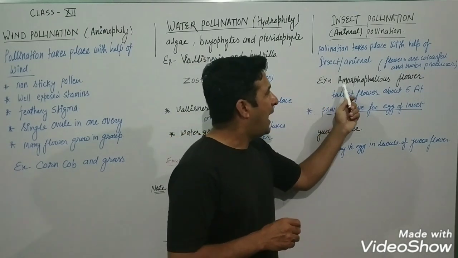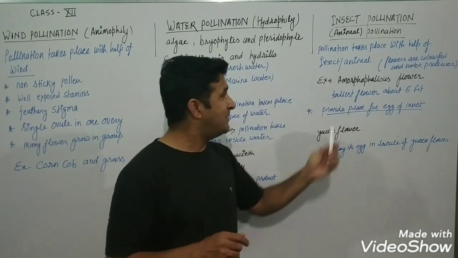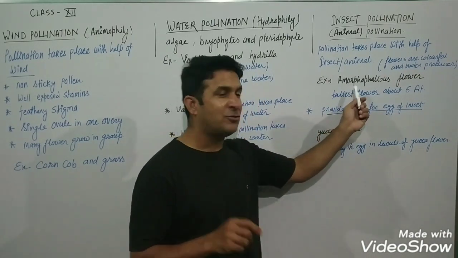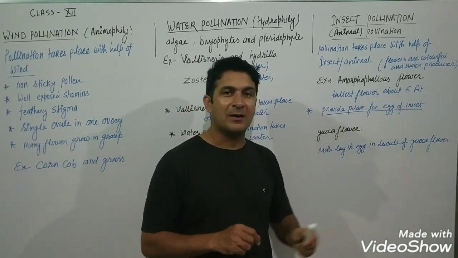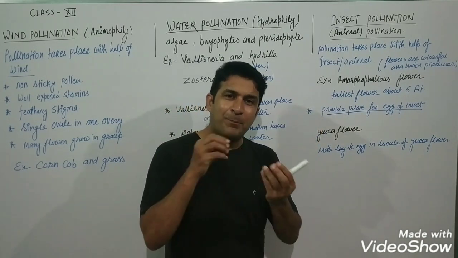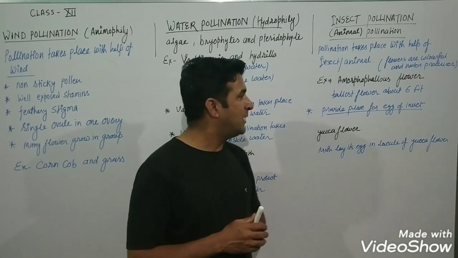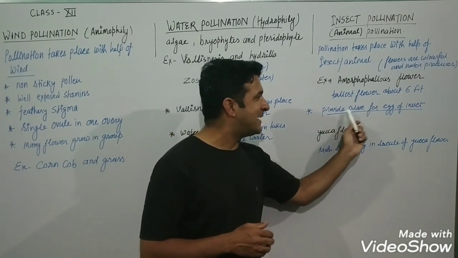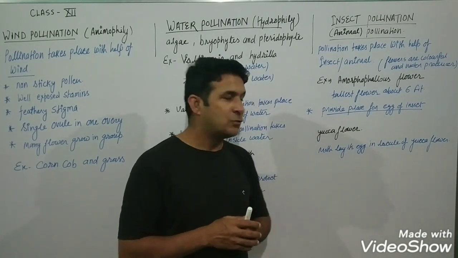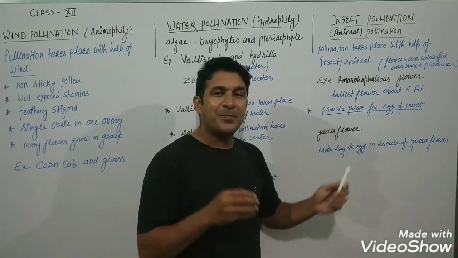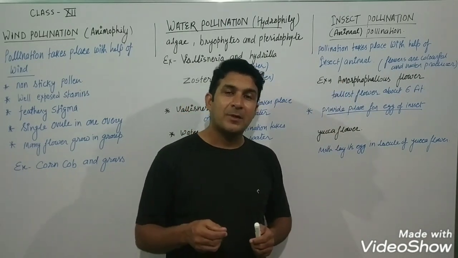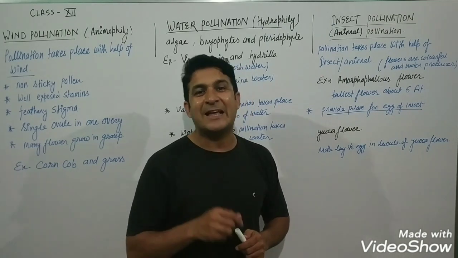For example, the Amorphophallus flower. It is the tallest flower, about 6 feet in height. Okay, just note down this name, Amorphophallus, the tallest flower, about 6 feet in height. It provides a place for egg laying to the insects. So insects lay eggs inside this flower, and the eggs are placed inside it. So on one side this flower is giving a benefit to the insects, although many flowers provide nectar to the insects as a gift.